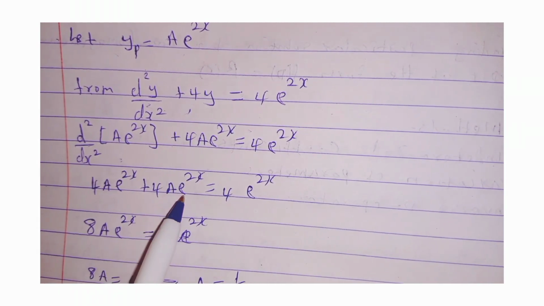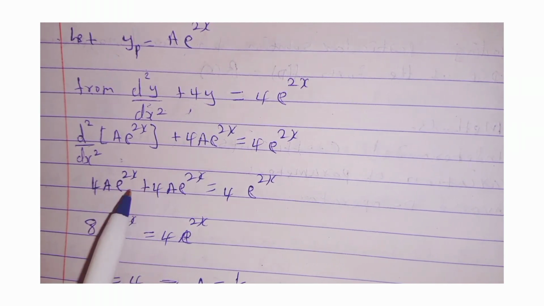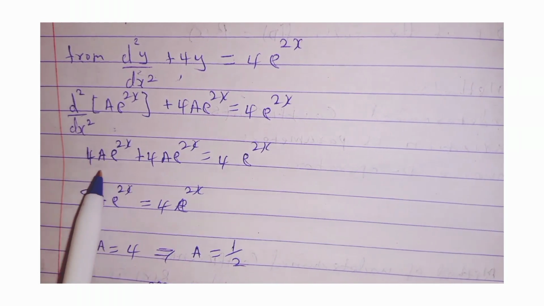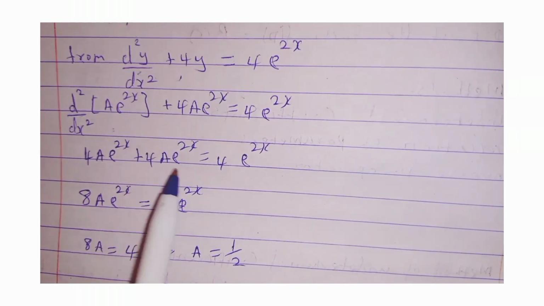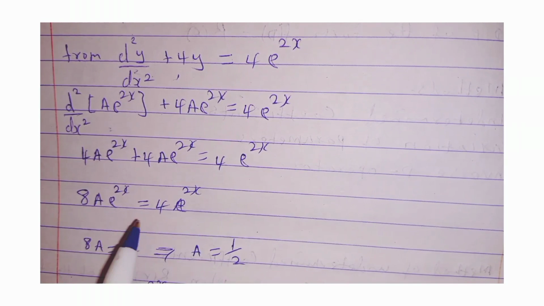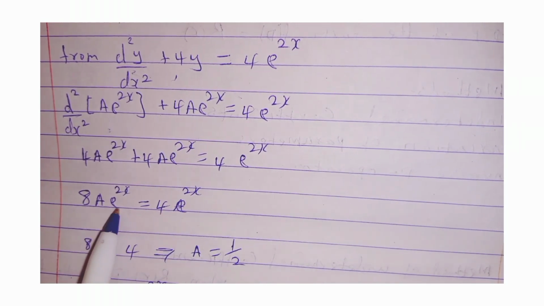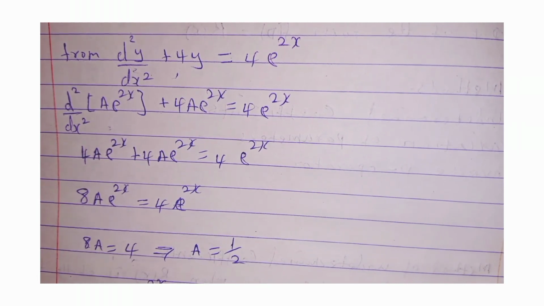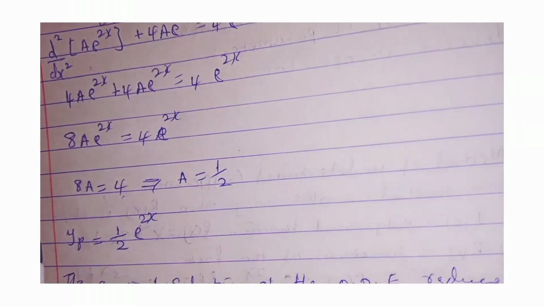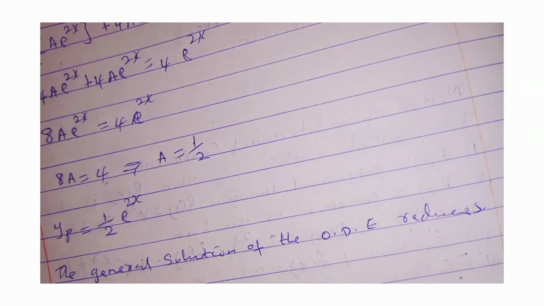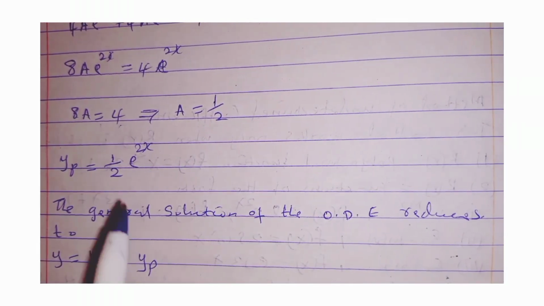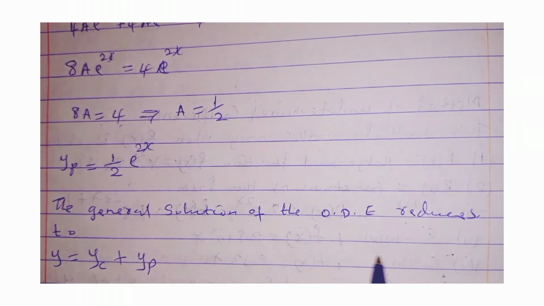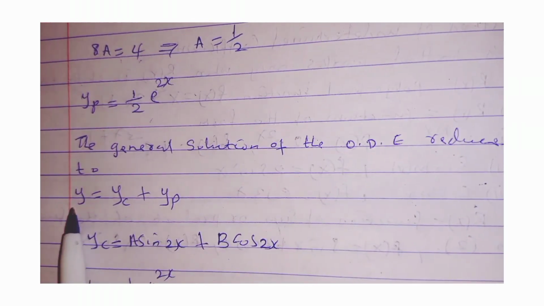That way, you factor exponential 2x on both sides. Here you have 4A plus 4A to get 8A. Then you can divide by exponential 2x on both sides to be left with 8A equals 4, whereby A is equal to half. So the particular part will be given by half exponential 2x.